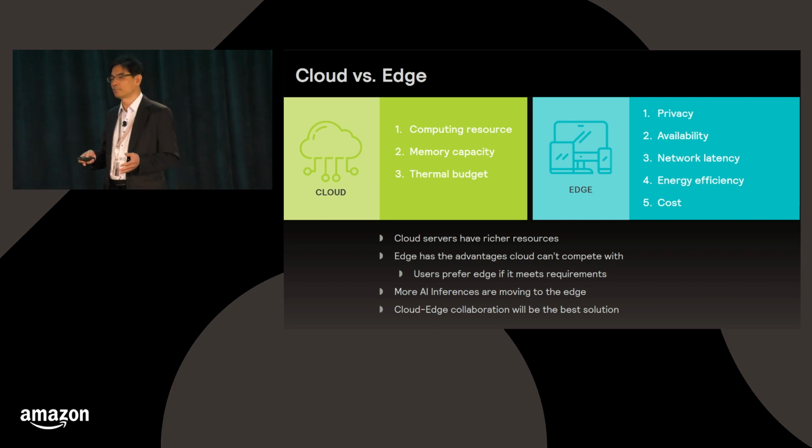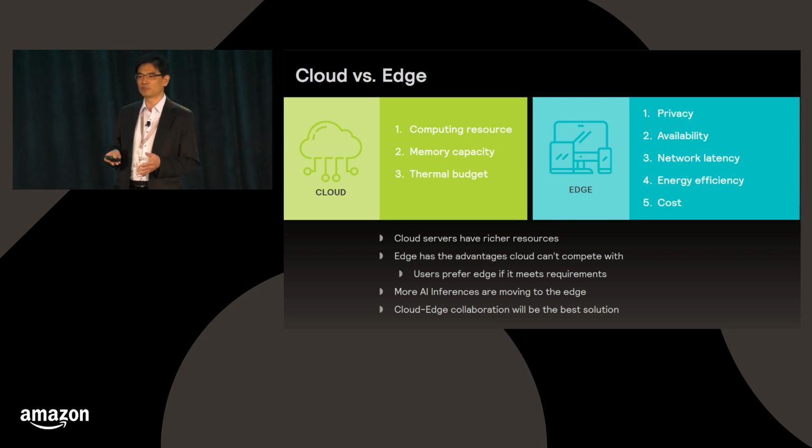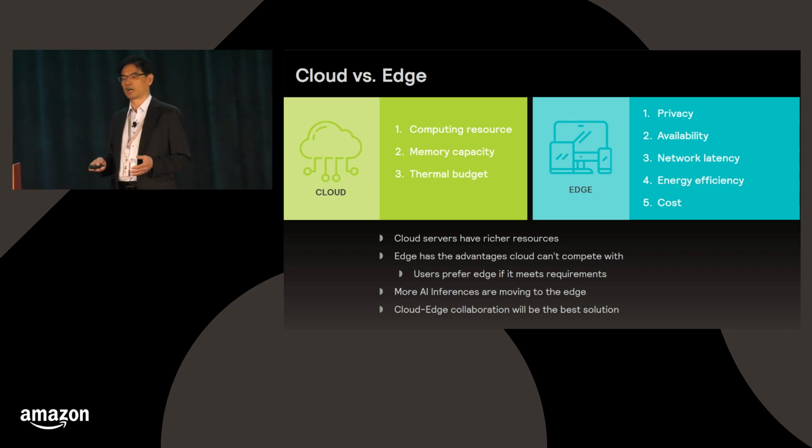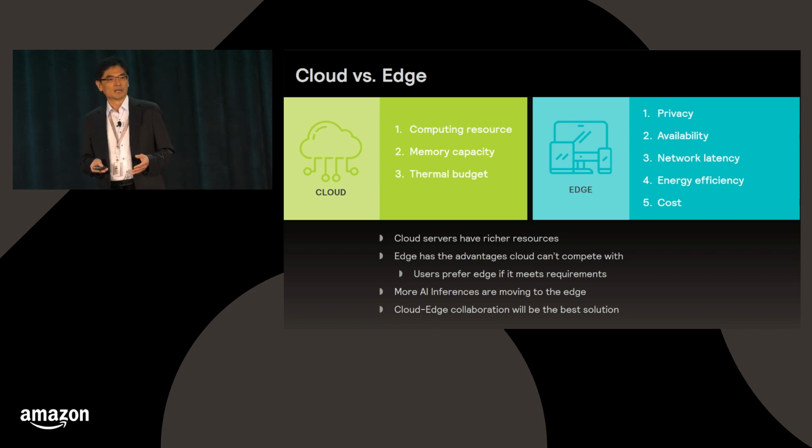However, you can see the trend that more and more inference AI will move to the edge. However, this does not mean edge AI will totally replace the cloud. Training and more complicated AI will still remain in the cloud. In the long run, the best solution would be cloud and edge collaborating in a complementary way.